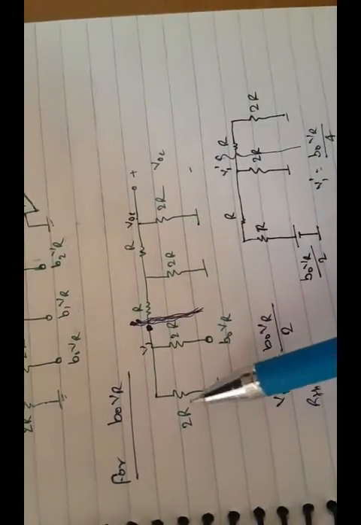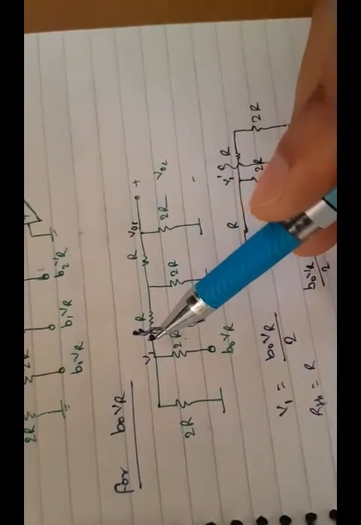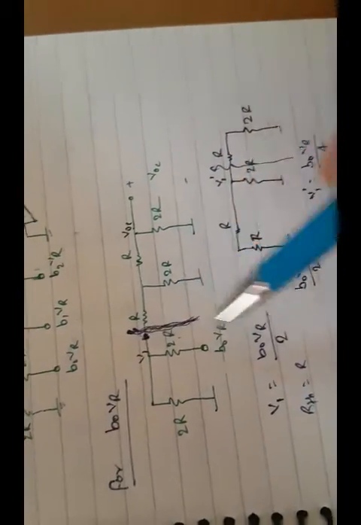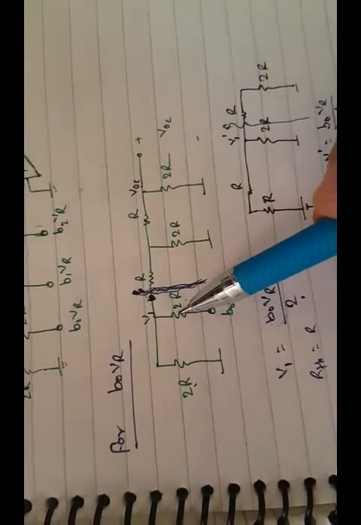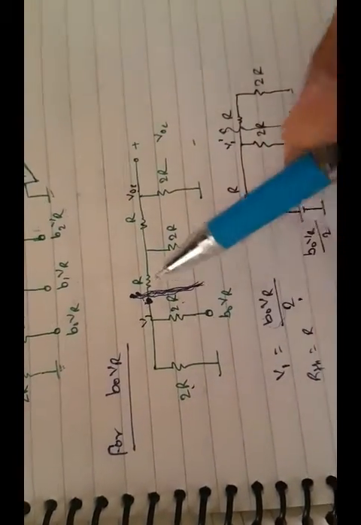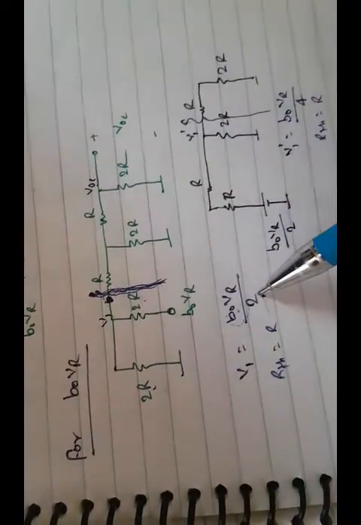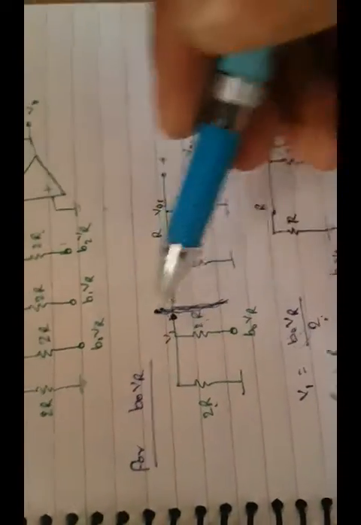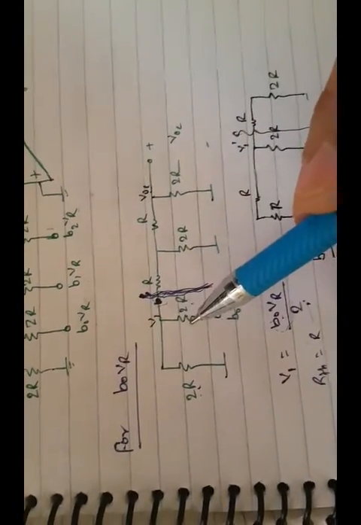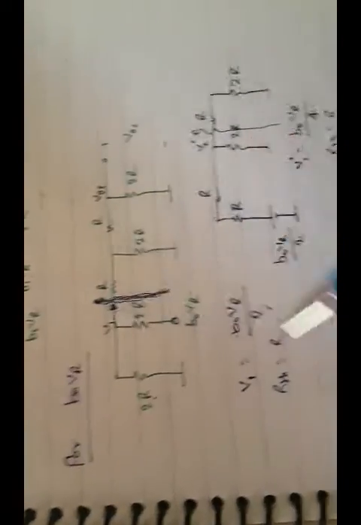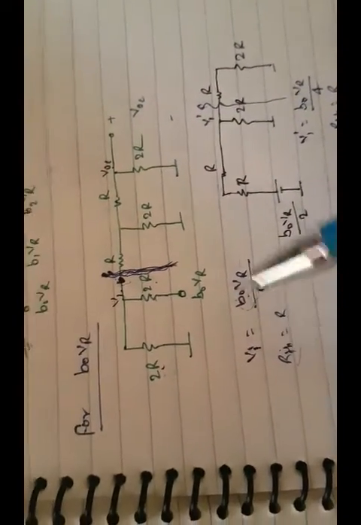Here we have resistance 2R, resistance 2R, and source B0 VR. The open terminal voltage will be B0 VR by 2, because the same resistances 2R are in series, so according to voltage division V1 will be B0 VR by 2. The equivalent resistance for this open terminal: the 2R resistances are in parallel, so the total equivalent resistance will be R. So RTH is R.